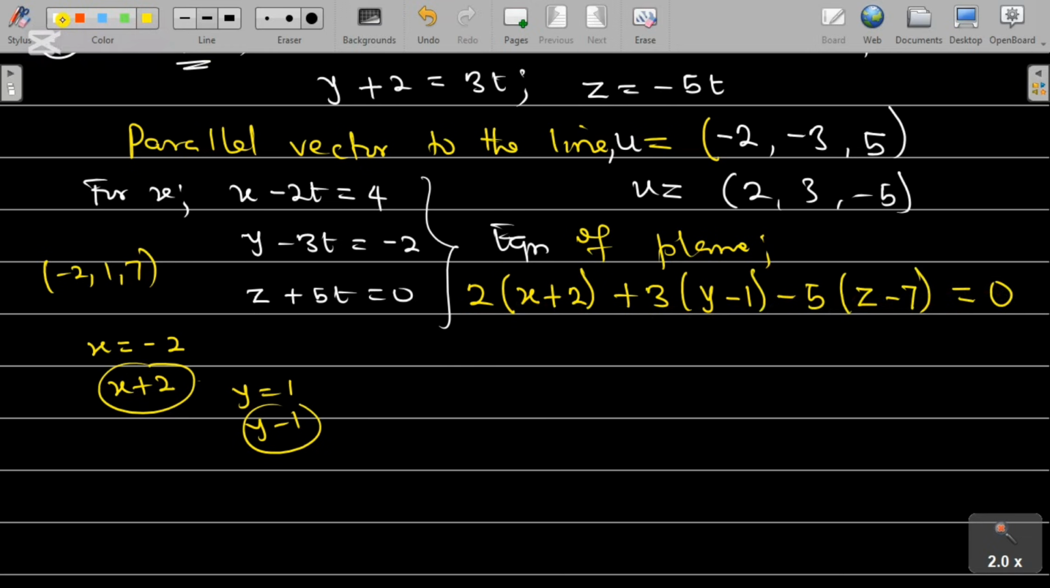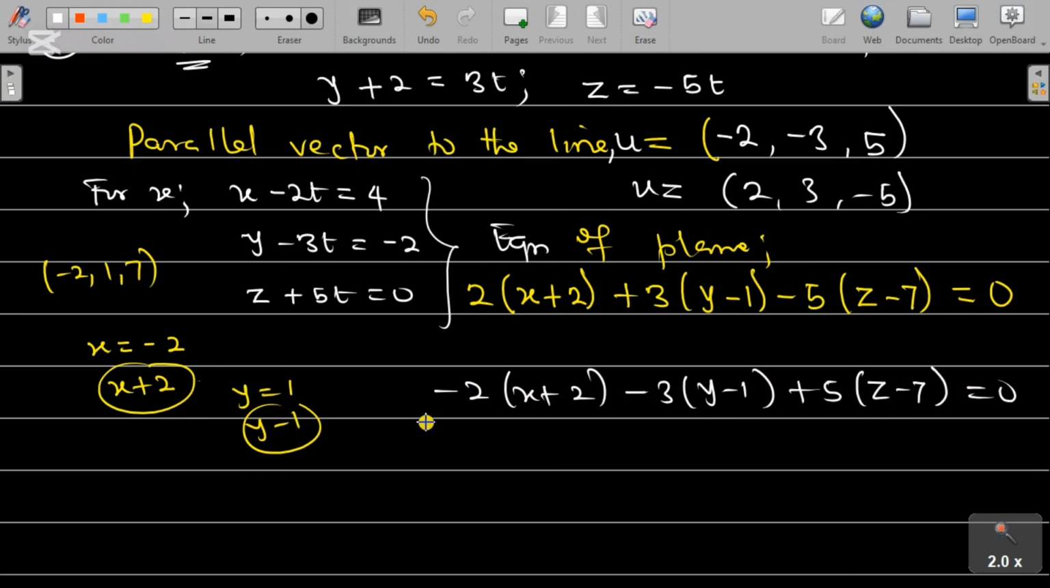So assuming I used the first one I gave here, that's minus 2 into x plus 2, minus 3 into y minus 1, and then plus 5 into z minus 7 equal to 0. If you multiply through by minus here, you will get back the first one. So any of them will actually give you the same solution. So that's actually how to get the equation of plane as required.